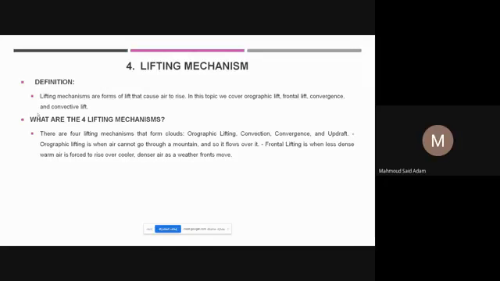There are four lifting mechanisms: orographic lifting, convection, convergence, and updraft. Orographic lifting is when air cannot go through a mountain.